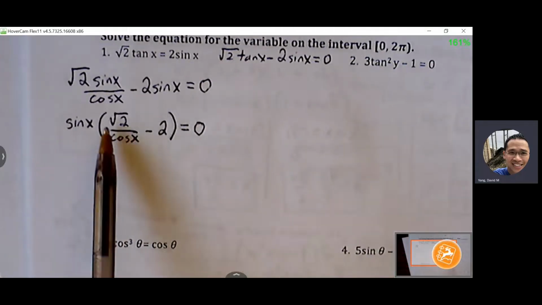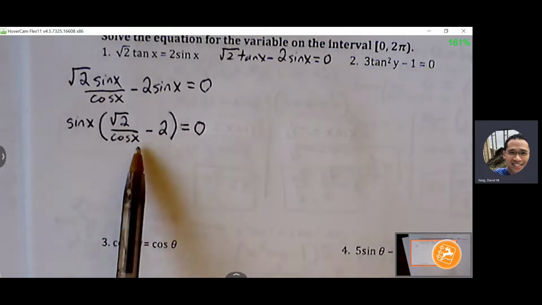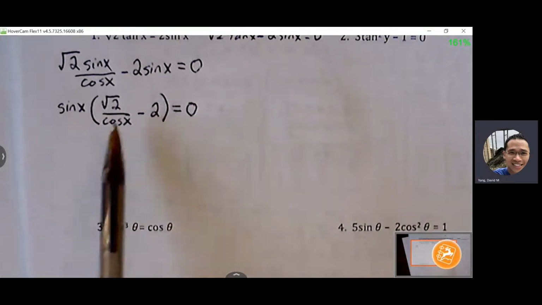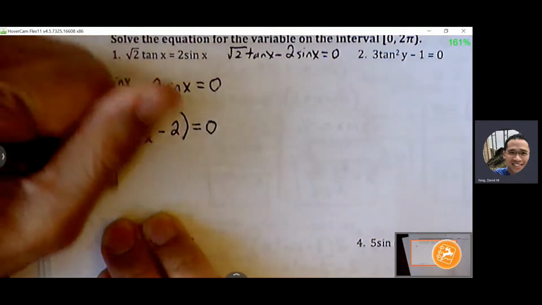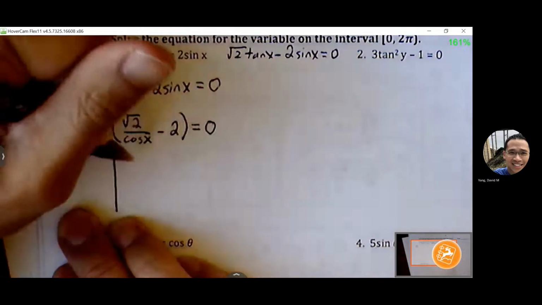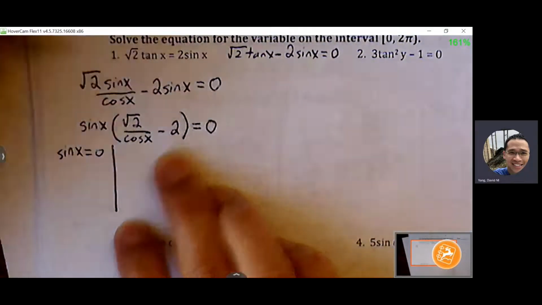This looks a little messy here. Well, I guess we could always work towards solving for cosine. So I think it's okay if we leave it in this form. Okay, so we'll set sine x equal to 0. And we'll set this root 2 over cosine minus 2 equals 0.